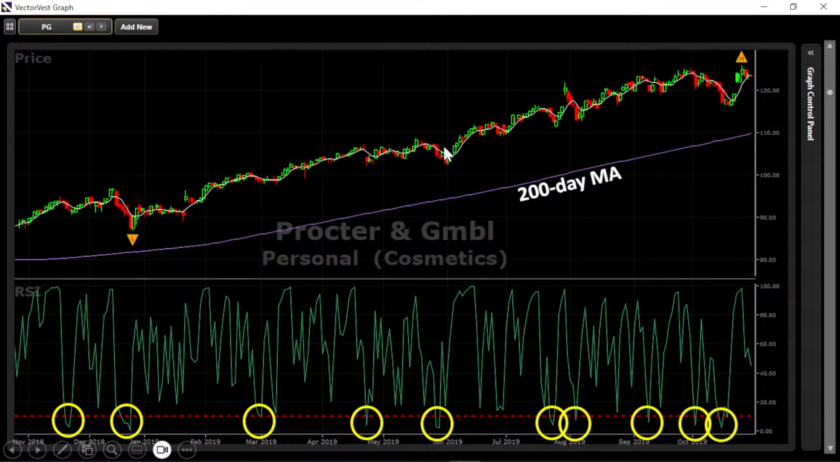Again, price above the 200-day moving average, short-term pullback within an underlying uptrend, price goes below the 5-period moving average, and the 2-period RSI goes below 10.